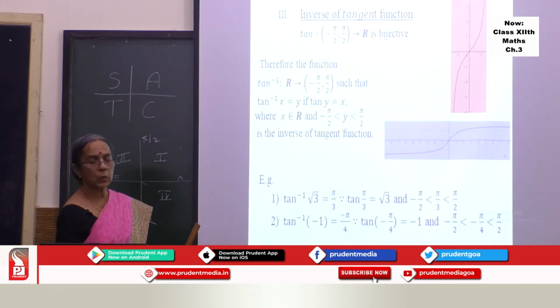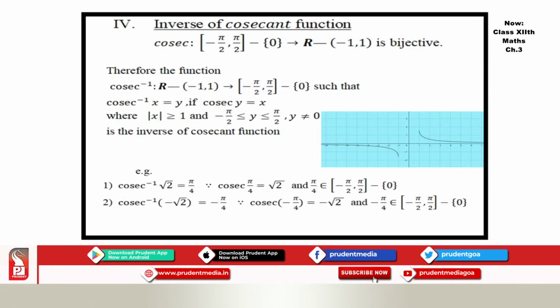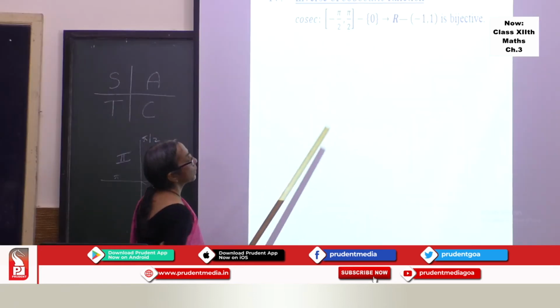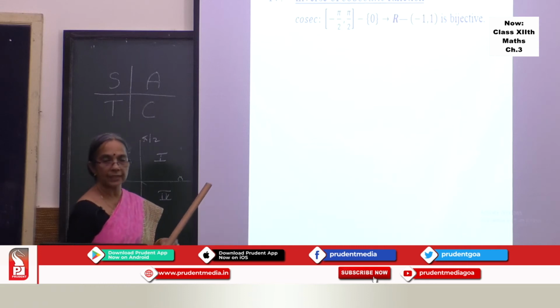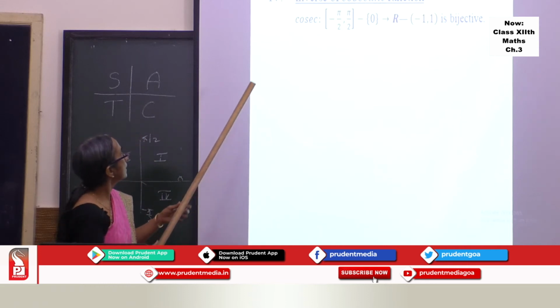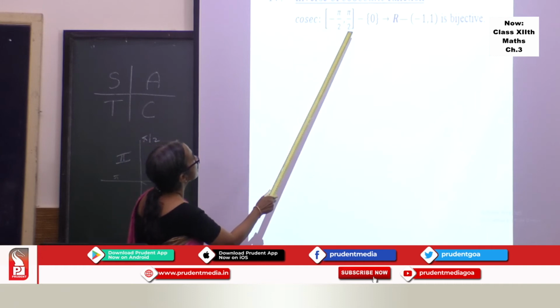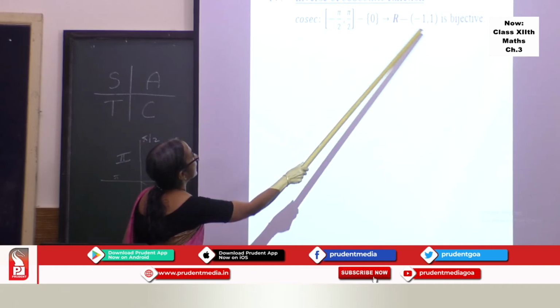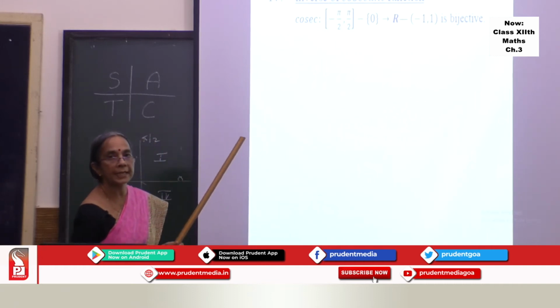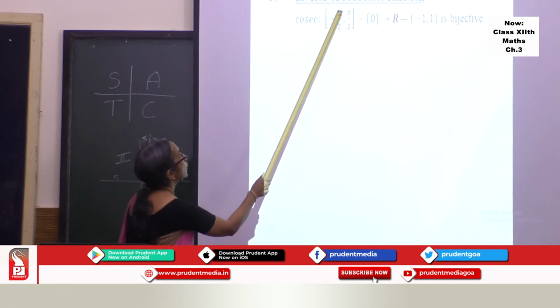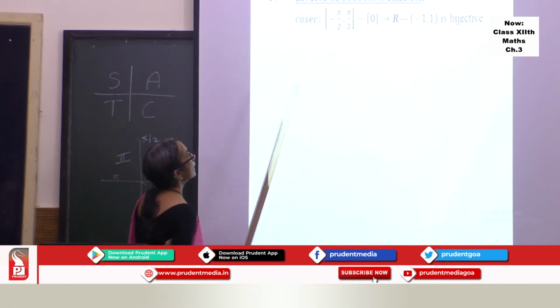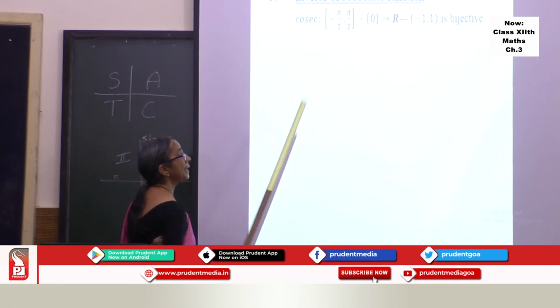Now, let us go to the next inverse trigonometric function, which is the inverse of the cosec function, the reciprocal of the sine function. The cosec function is bijective if the domain is the closed interval minus pi by 2 to pi by 2 minus 0.